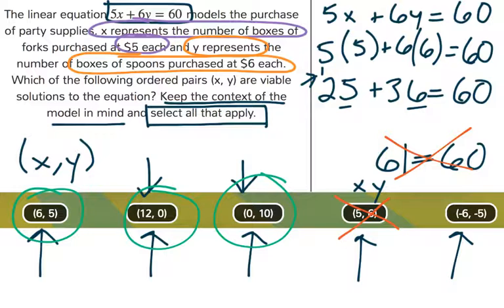Lastly, just by looking at the last answer option, -6 and -5, can you buy -6 boxes of spoons or -6 boxes of forks? It doesn't make sense, and that's why they put here, keep the context of the model in mind. So any negatives with a real world problem, be extra careful there. Usually it doesn't work. So our answers here are 6, 5, 12, 0, and 0, 10.